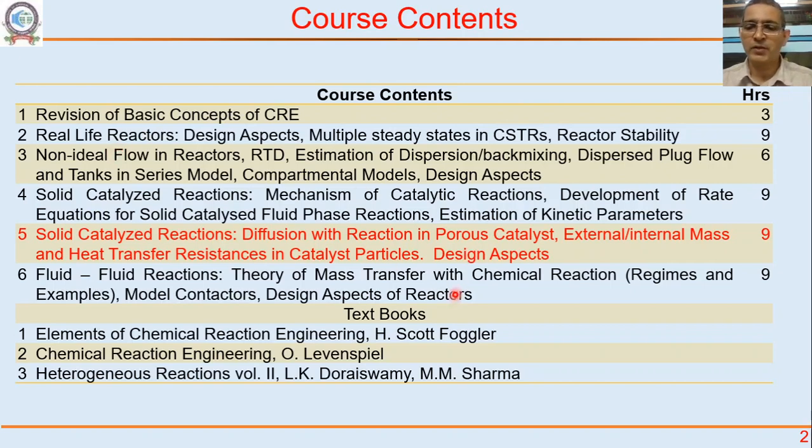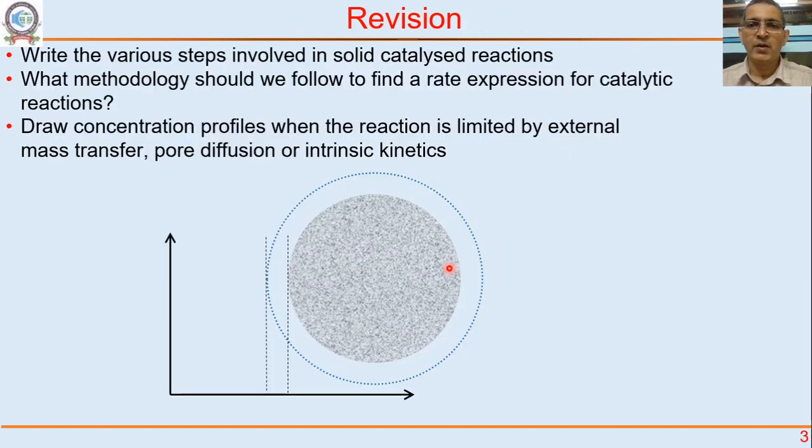Just to get you started and revise what we have done so far in the last few lectures, I would like you to write the steps involved in solid catalyzed reactions. What methodology should be followed to find rate expressions for catalytic reactions? I want you to draw concentration profiles when reaction is limited by external mass transfer or diffusion or intrinsic kinetics. Remember, we are drawing concentration on the y-axis. Let's say a reactant is A, concentration of A on the y-axis versus distance.